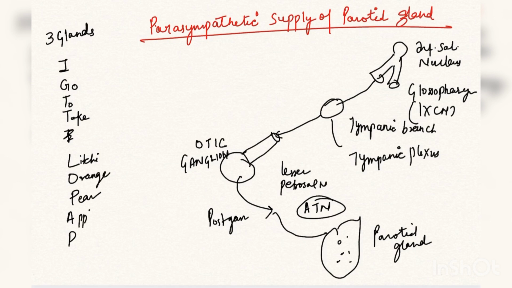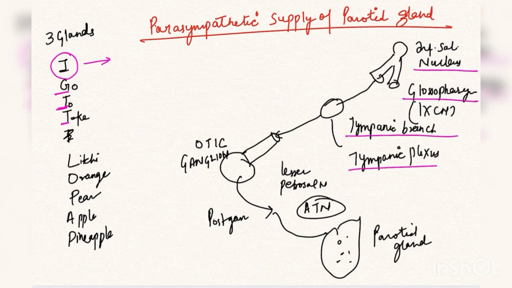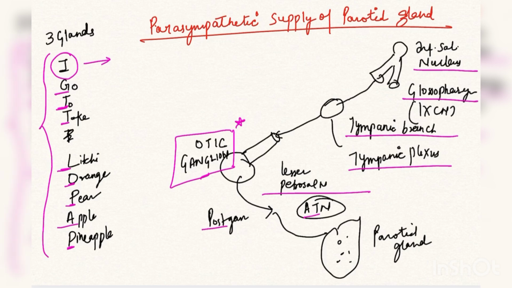Lychee, orange, pear, apple, pineapple. Okay, where I means inferior salivatory nucleus, G is glossopharyngeal nerve, T is tympanic branch, then T is tympanic plexus, then L is lesser petrosal nerve, then O is the major ganglion of the parotid gland, that is otic ganglion, then P is the postganglionic fiber along with the apple, meaning auriculotemporal nerve, and then pineapple reaches the parotid gland. So the mnemonic says I go to take lychee, orange, pear, apple, pineapple.